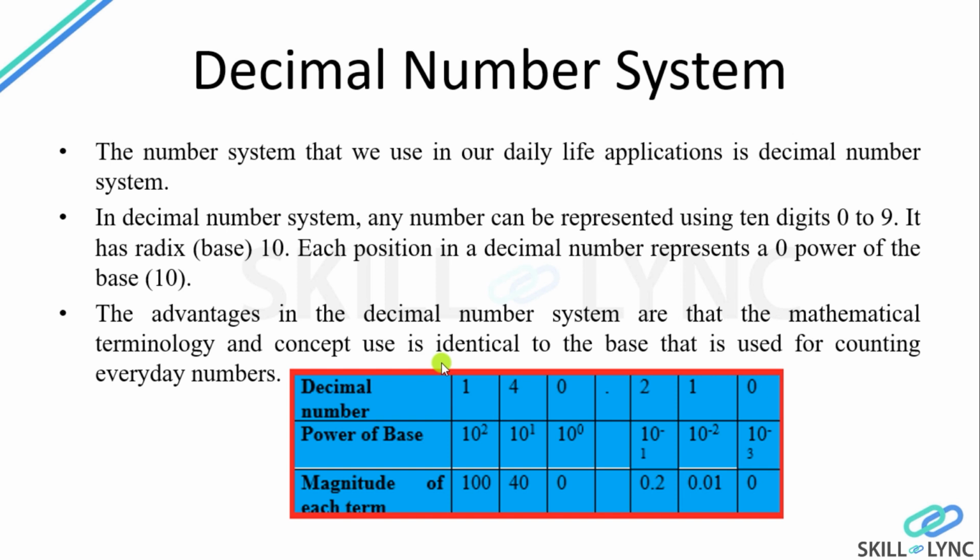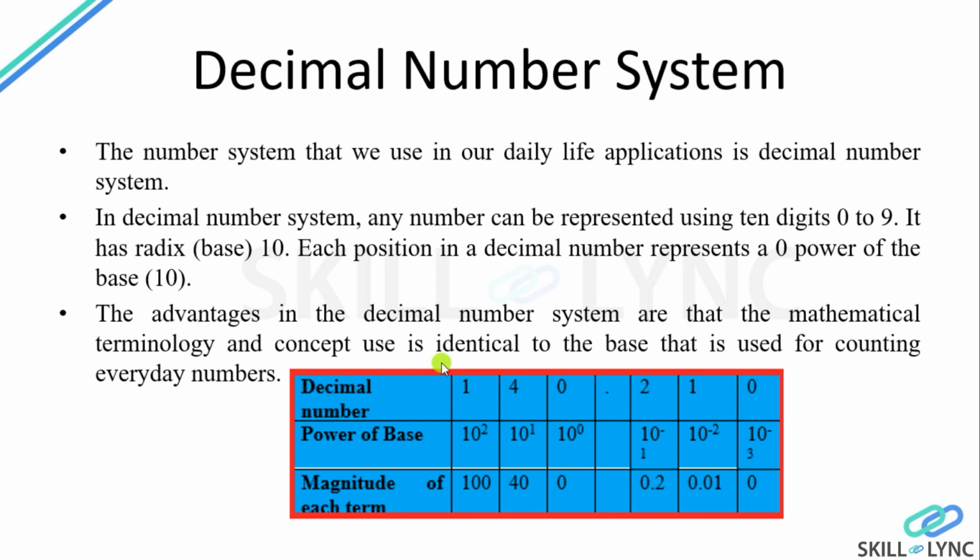In the decimal number system, as the name suggests, it has a base of 10. Base is also known as radix, so the radix is 10 in the decimal number system. Any number can be represented using 10 digits, 0 to 9. It has a limit from 0 to 9. Just a recap: binary number system 0 or 1, octal number system 0 to 7, and decimal number system 0 to 9. Now what is the advantage of the decimal number system?